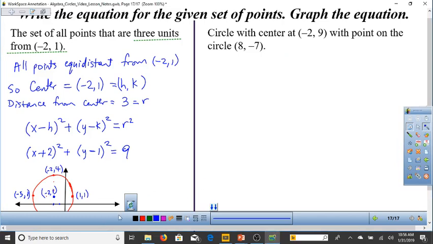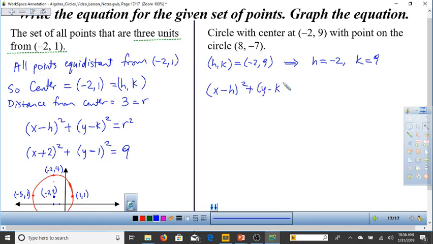Simply put, I identify my h and my k. The center is negative 2 comma 9, so that means h and k are negative 2 and 9. And then I write my equation, x minus h squared plus y minus k squared is equal to r squared. I already know h and k, so that becomes x minus negative 2 squared plus y minus 9 squared is equal to r squared.